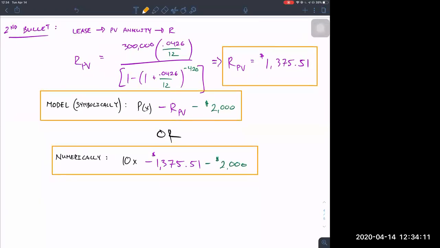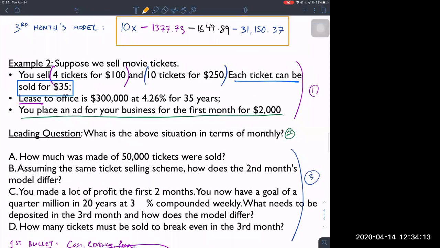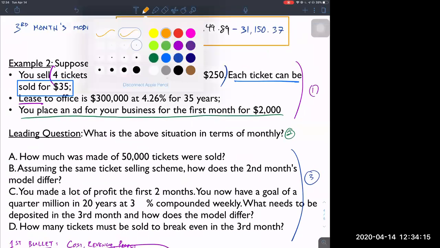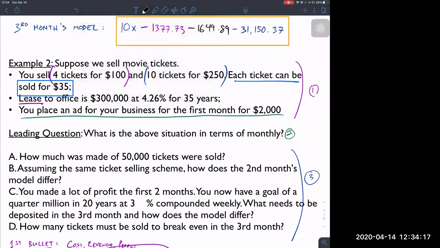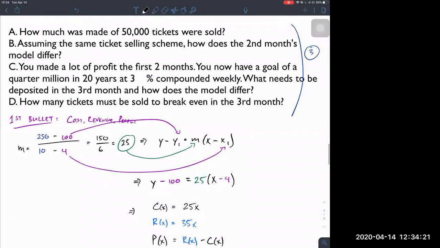So this is step 2 completed. If we scroll up, we just finished step 1. That's good right there. So this is done, and now we can answer these follow-up questions. Part A, let's just take a look at these really quick. Part A is asking you how much was made if 50,000 tickets were sold. Again, that's a calculating based question.